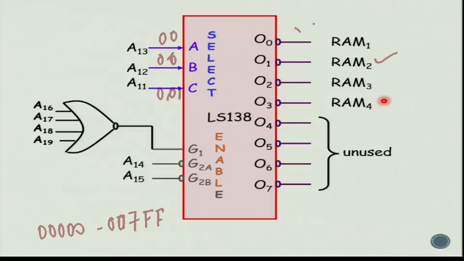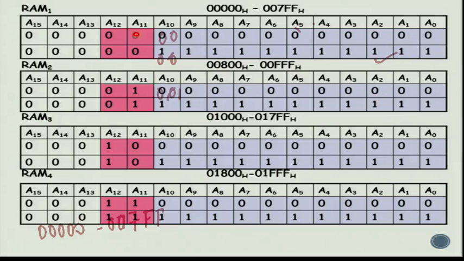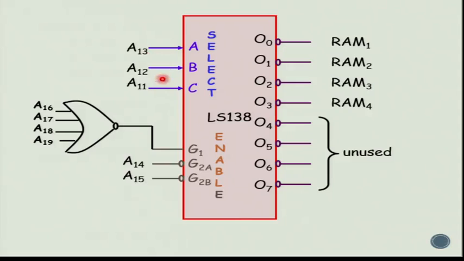So what we have seen earlier is based on the values of A11, A12 and A13. If all three are 0, then it is RAM 1; 0, 0, 1, it is RAM 2; 0, 1, 0, it is RAM 3; and 0, 1, 1, it is going to be RAM 4. So this can serve as our A, B and C inputs to the decoder. That is what we have done. We have connected A13, A12 and A11 to the A, B and C inputs. Outputs 0, 1, 2, 3 go to RAM 1, 2, 3, 4 respectively.